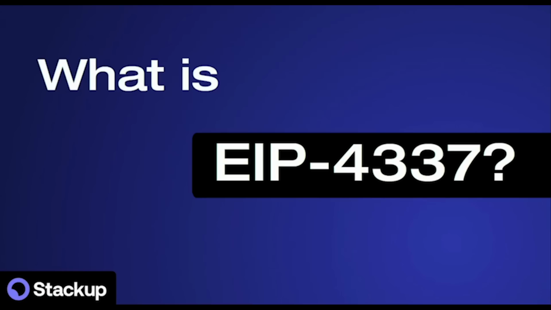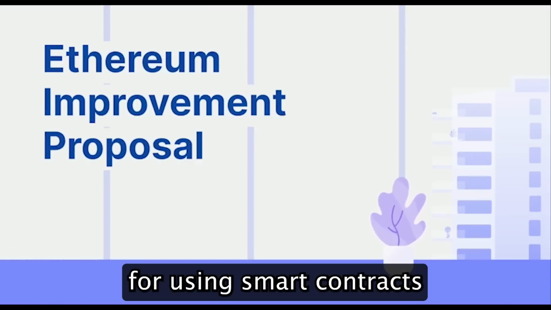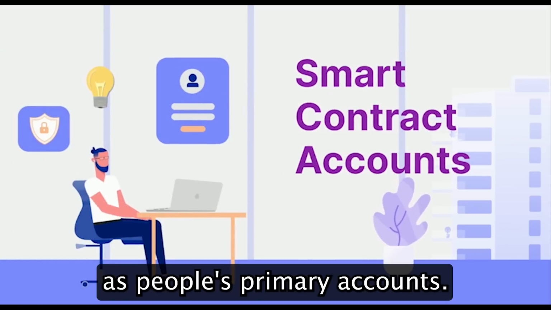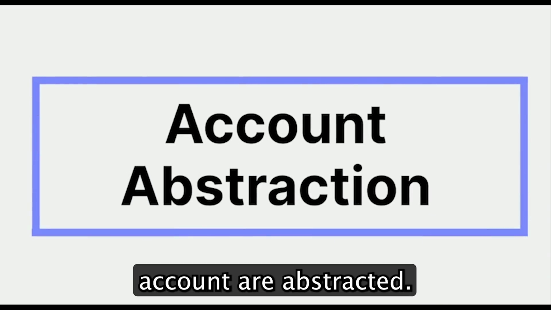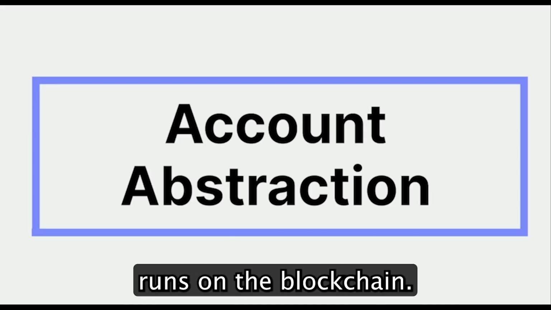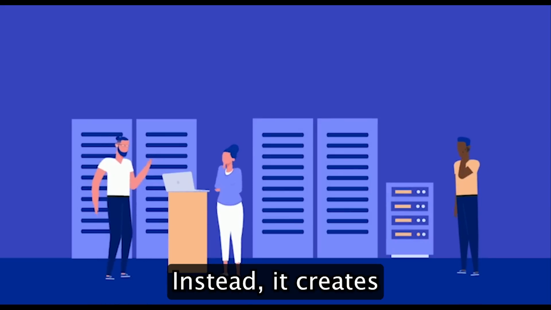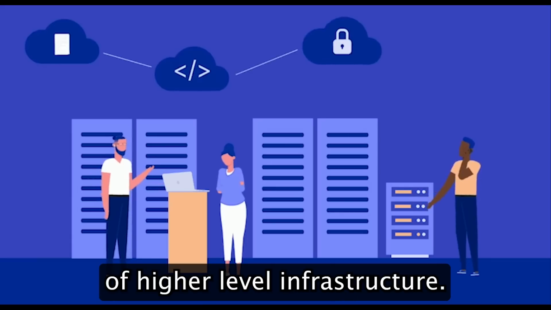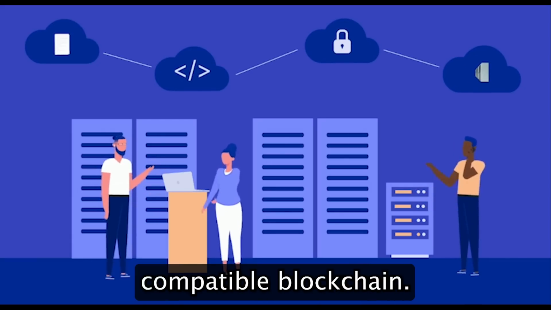What is EIP 4337? EIP 4337 is an Ethereum improvement proposal for using smart contracts as people's primary accounts. This is often called account abstraction, since it means the hard parts of managing users' account are abstracted. It's not just a public-private key pair, it is a program that runs on the blockchain. Unlike other account abstraction proposals, EIP 4337 does not require any changes to the blockchain itself. Instead, it creates a system of higher-level infrastructure. This means that it can be used today and on any EVM-compatible blockchain.